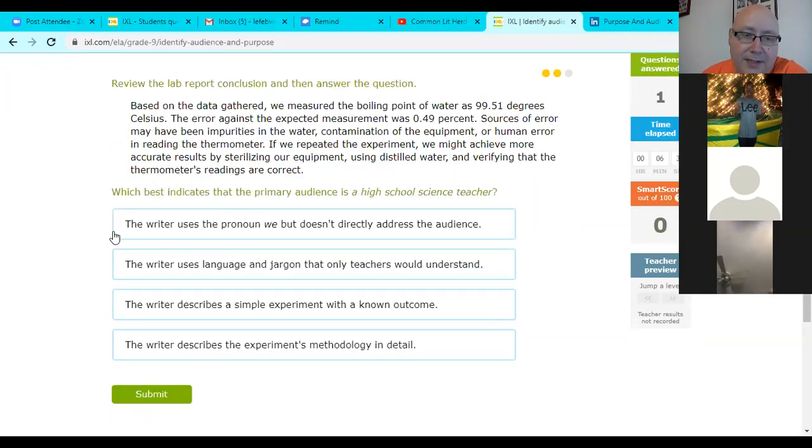The writer uses the pronoun we, but doesn't directly address the audience. The writer uses language and jargon only teachers would understand. The writer describes a simple experiment with a known outcome. The writer describes the experiment's methodology in detail.